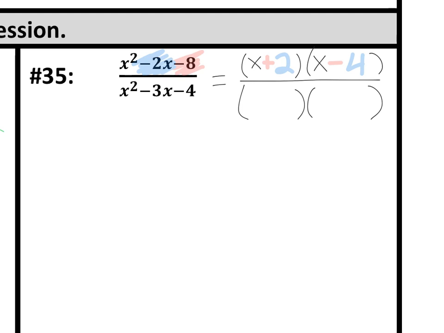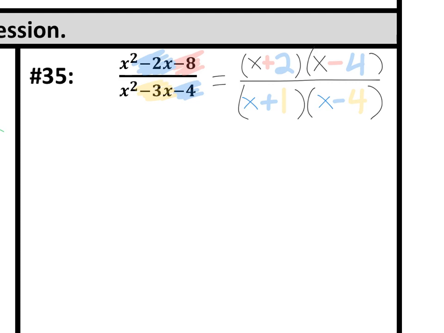On the bottom, same deal. We have the shortcut method because the very first term is just an x squared and we have 3 terms. Since our last term is negative, we are going to have 1 plus and 1 minus. And since our middle term is negative as well, that means that our bigger number is going to be negative. 4 only has 2 sets of factors, 4 and 1 and 2 and 2. The 4 is going to be negative and the 1 is going to be positive because 1 times negative 4 is negative 4 and 1 plus negative 4 is negative 3.